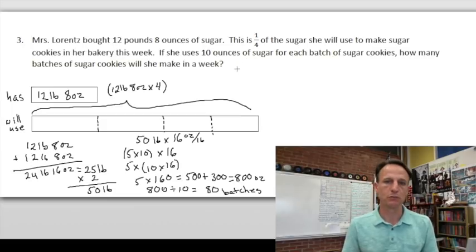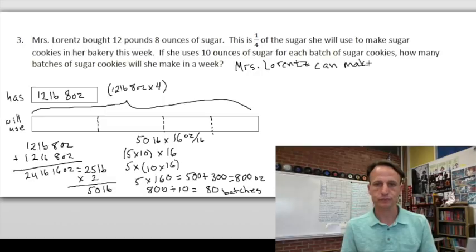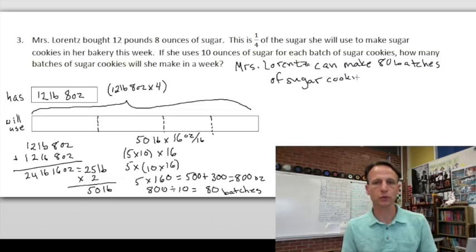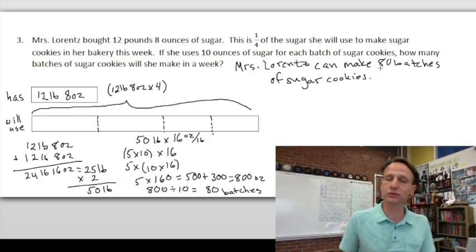So, Mrs. Lawrence. Normally I'd be lazy and just write she, but hey, feeling a little spry today. Mrs. Lawrence can make 80. Yes, my friends, 80 batches of sugar cookies. See, so that took a little bit of work and a little bit of time, but patience is its own reward. So let's go on to number 4.